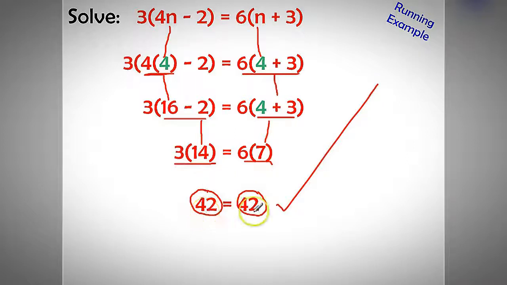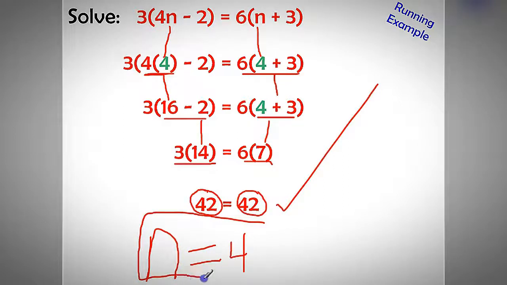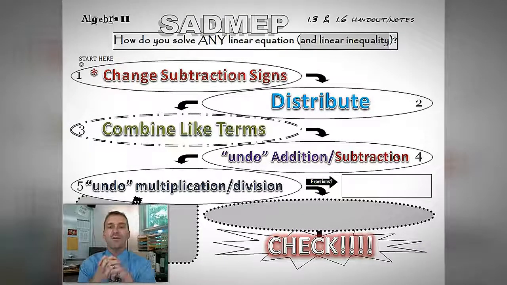What's the solution? 42 equals 42? No, it's this: n equals 4. That's the value of the variable n that, when I plug it back in, gives me an equal equation: 42 equals 42. So, ladies and gentlemen, there you go. There are your steps to solving any linear equation. We're going to practice, and we're going to master solving any type of linear equation.